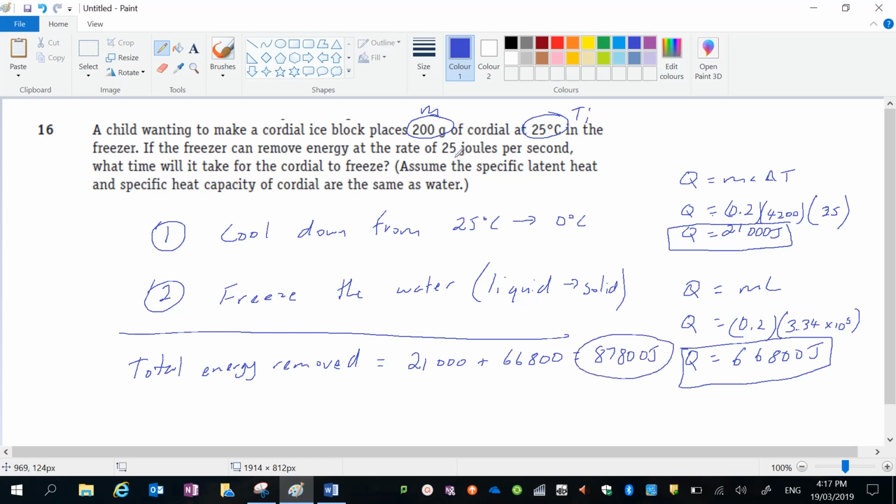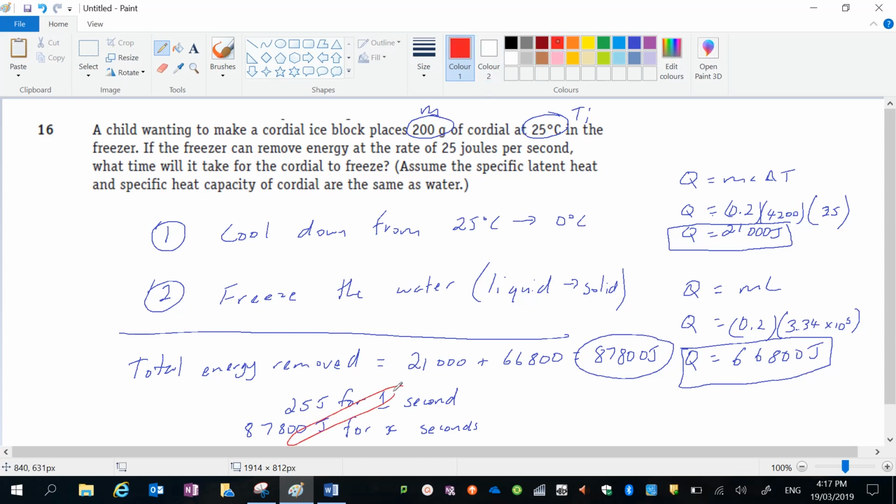Now we know our freezer can remove 25 joules per second, so 25 joules for 1 second. So we've got to remove 87,800 joules for X seconds. And also notice that you always have to match the different things you're measuring here. Because we wrote joules first, then seconds afterwards, you have to write joules first, then seconds afterwards again. You can't mix and match them. Okay, this won't work otherwise.